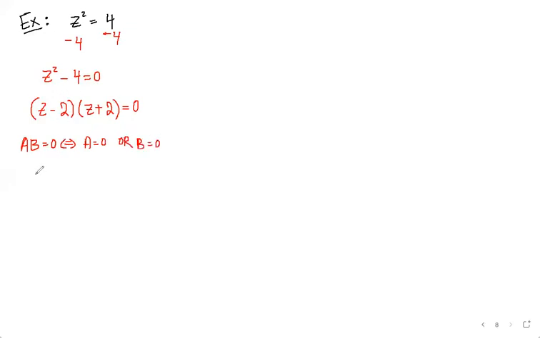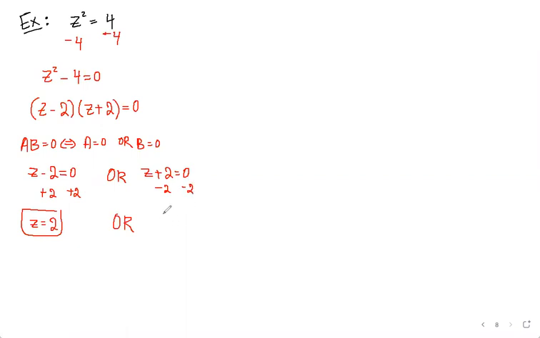Now, how can I use this property? So z minus 2 equals 0, or z plus 2 equals 0. Here it has become linear. So I add 2 to both sides, then I get z equals 2. This is the first solution. Or subtract 2 from both sides, so that gives me z equals minus 2. And this is the second solution.